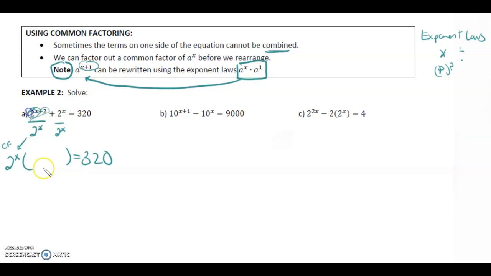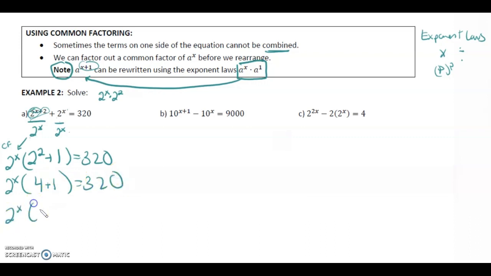And now we have 2 squared, and those are multiplied by one another. 2 to the x plus 2 could be written as 2 to the x times 2 to the 2. Right? And then plus 2 to the x divided by 2 to the x is just 1. So now we have 2 to the x bracket, 4 plus 1, equals 320, which is just 5, right?